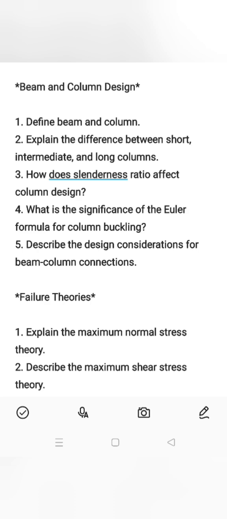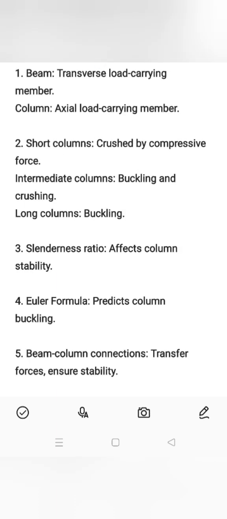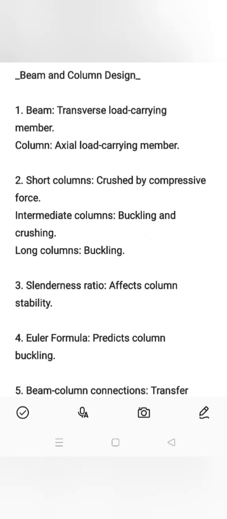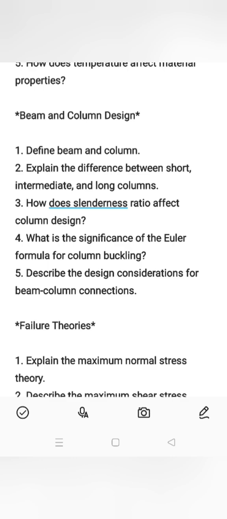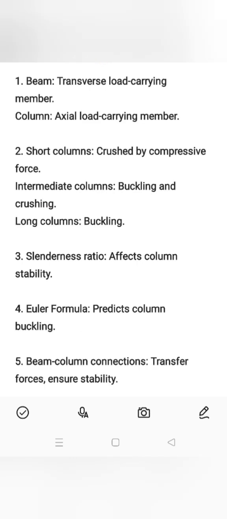Beam and column design. Define beam and column. A beam is a transverse load carrying member. A column is an axial load carrying member. Explain the difference between short, intermediate and long columns. Short columns are crushed by compressive force. Intermediate columns fail by buckling and crushing. Long columns fail by buckling.